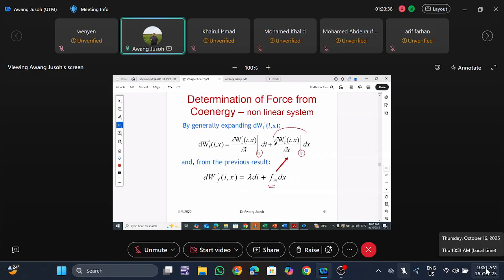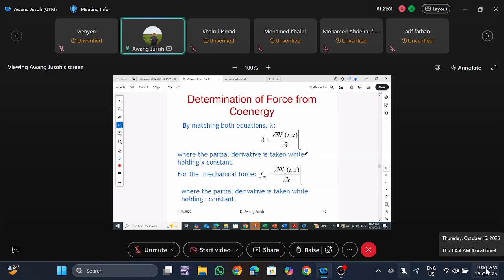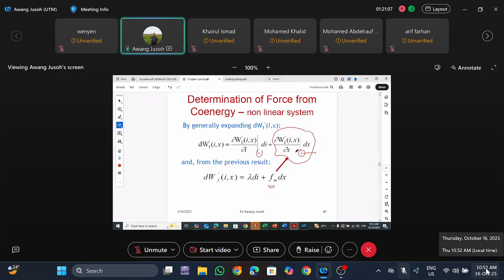In order to find the force using co-energy, we take the partial derivative of the co-energy with respect to x. I must be constant: when you differentiate the energy with respect to x, the current must be constant. Then you can find the force there. Simple, just follow that. So by matching that part, we know the force is given by this one. Lambda can also be found, but we are not interested in lambda.